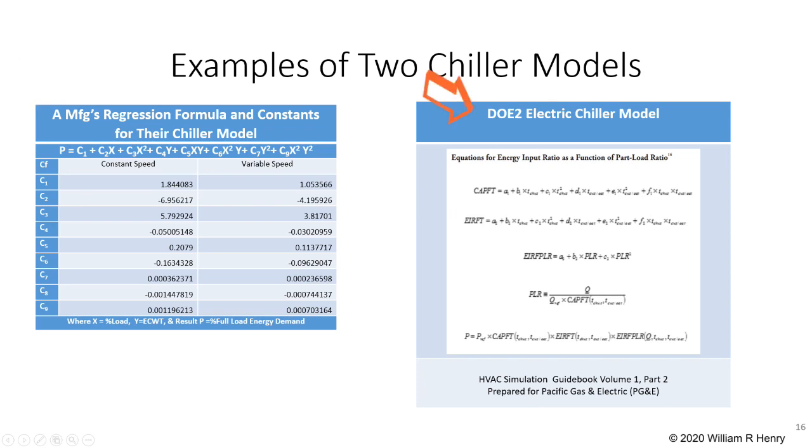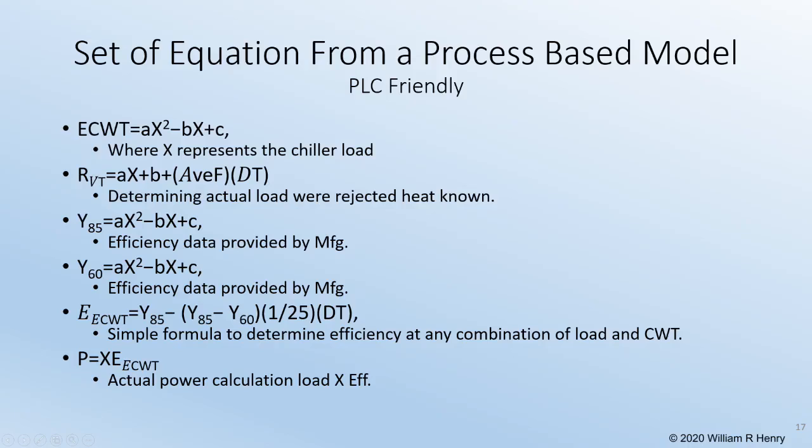The second model comes from the Department of Energy and the one alluded to in the previous slide. It consists of 5 rather complicated equations. There are books written to describe how to use this DOE tool. One source, the HVA Simulation Guidebook, is referenced on this slide. While these models work well for generic chillers, they are not so handy when applying to specific chillers with alternate conditions. My process-based chiller model provides a set of manageable equations for programming and control.